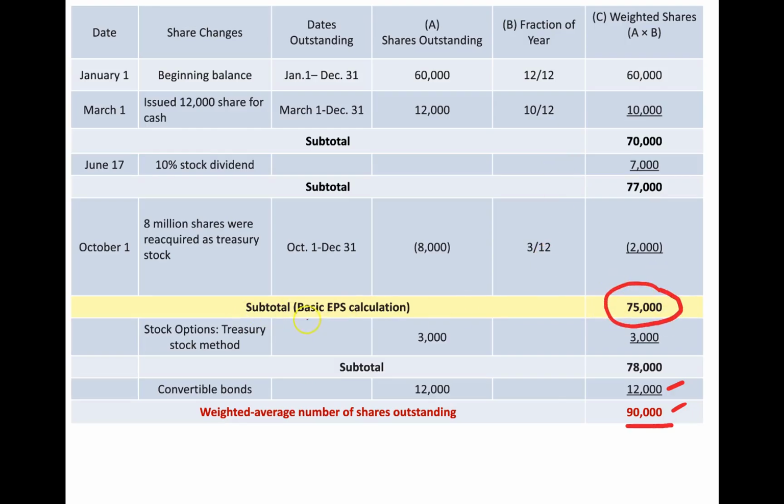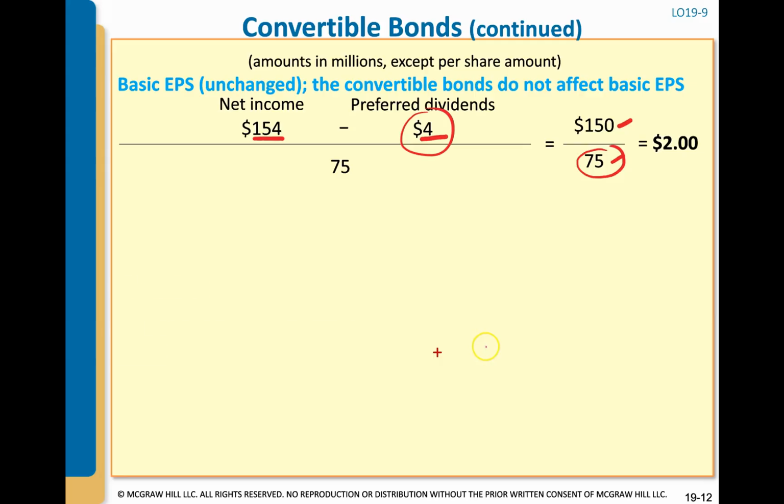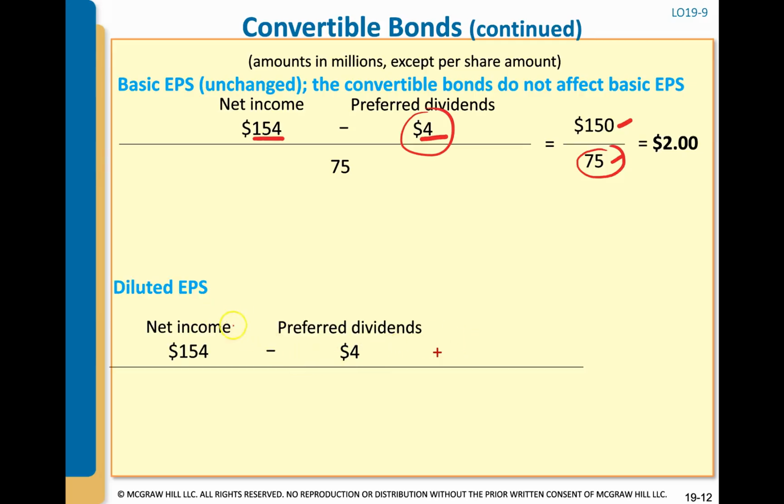This is up to this point in this table, this is where the basic earnings per share is, and all these other items are for diluted earnings per share. So now our diluted earnings per share, we still have our net income minus preferred dividends, but now our bonds have been converted into common shares, so we have to add back the impact of not having that interest expense anymore. So how do we calculate that interest?